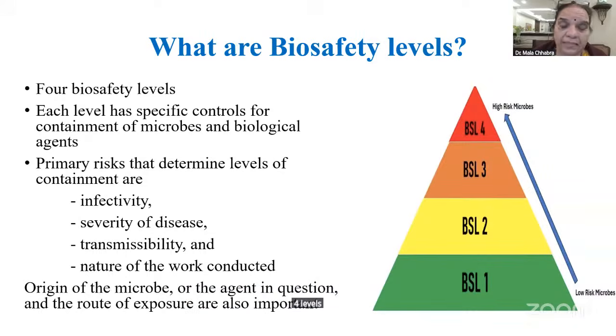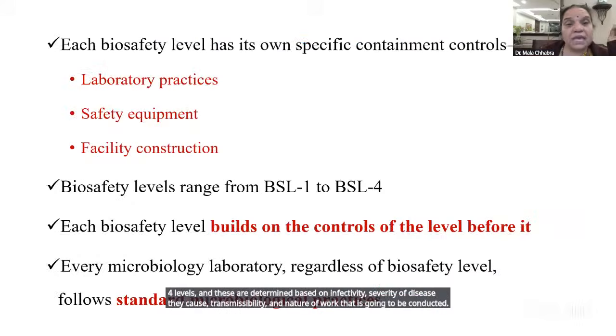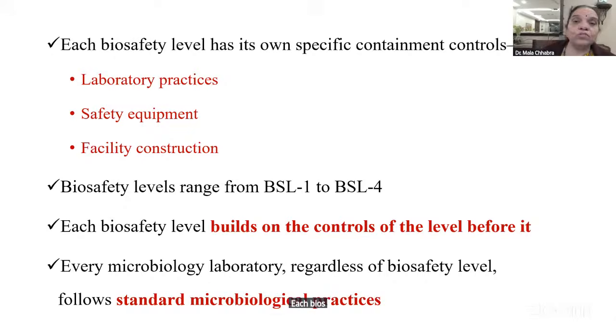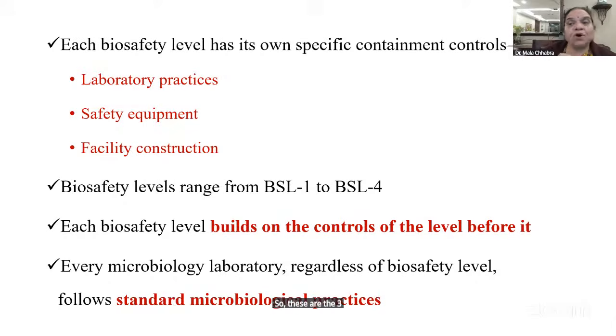Now, based on this risk, similarly, the biosafety levels of the laboratory have been defined, 4 levels, and these are determined based on infectivity, severity of disease they cause, transmissibility, and nature of work that is going to be conducted. Each biosafety level has its own specific containment controls. Those can be laboratory practices, the safety equipment that you are going to use in the laboratory, and the construction. So these are the 3 dimensions of BSL 1, 2, 3, and 4.